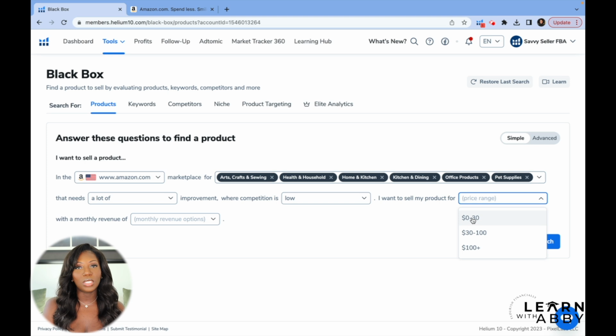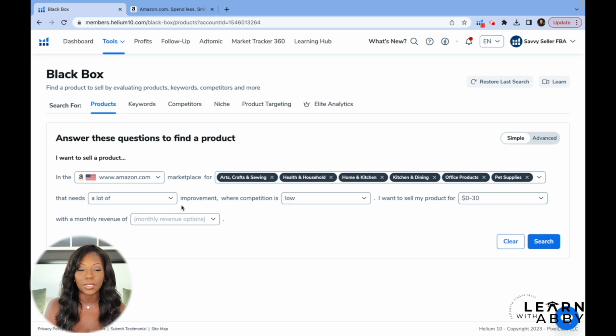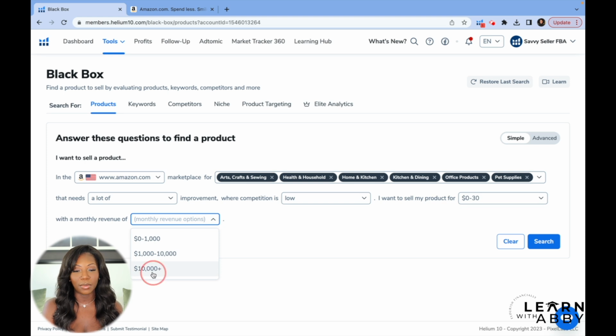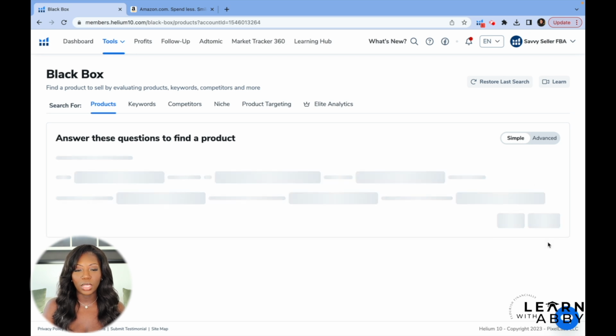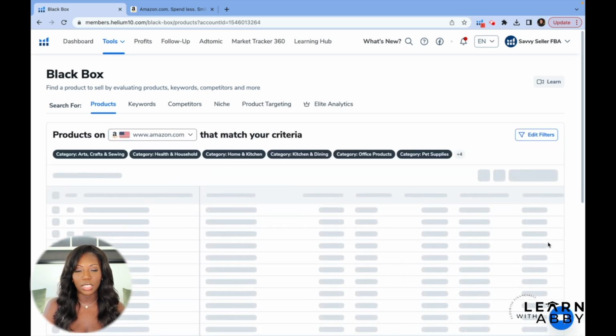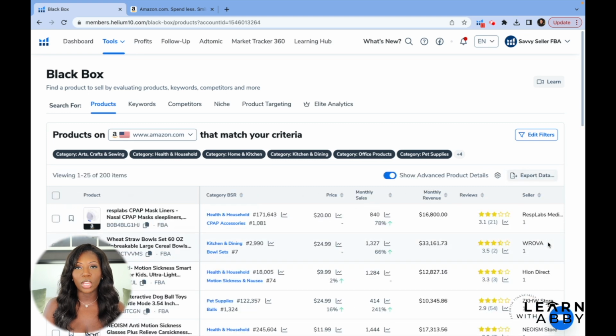So I'm just going to do $0 to $30, even though we are looking for products that sell for at least $15. So that would be ideal. And then here we're going to do a monthly revenue of at least 10K. Okay, we don't want products that aren't really selling very well. So let's go ahead and click on $10,000 plus. And then we'll click on search, and what Helium 10 is going to do is generate a list of products that matches all of the information that we just put inside, right?